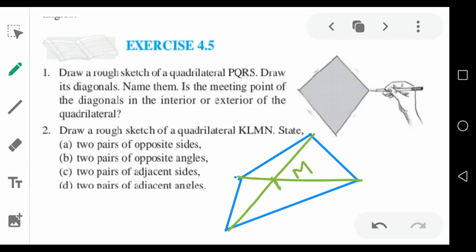Okay. Now draw a rough sketch for the next, second question. Draw a rough sketch of a quadrilateral KLMN. Anyway you can name. I told you KLMN. State 2 pairs of opposite sides, 2 pairs of opposite angles, 2 pairs of adjacent sides, 2 pairs of adjacent angles. It's easy, right?